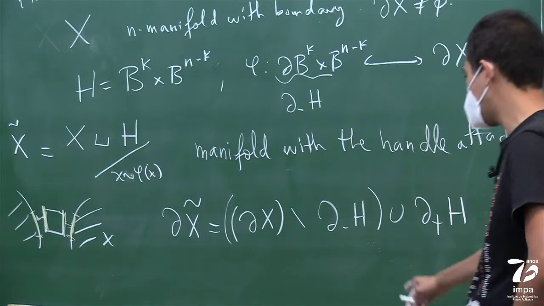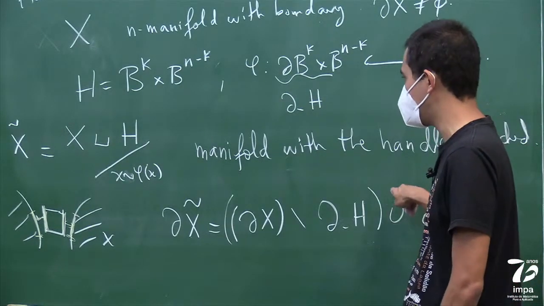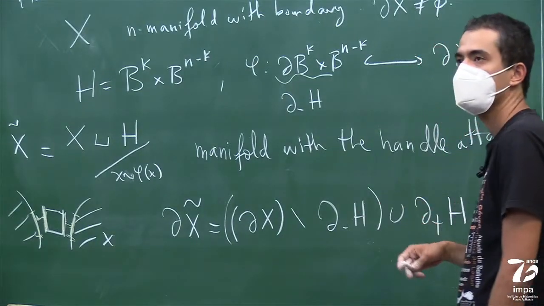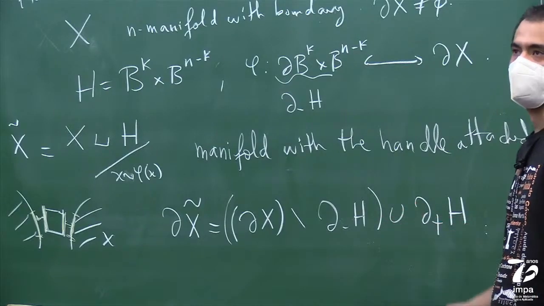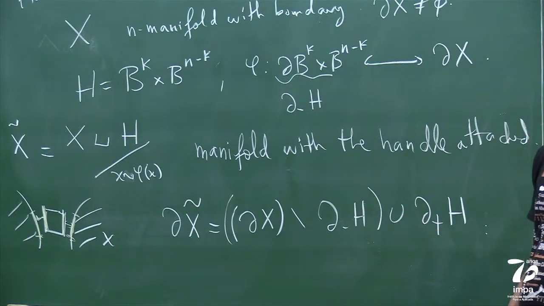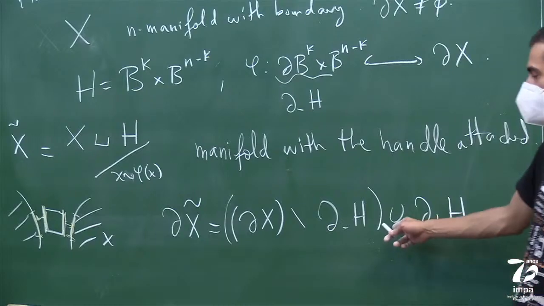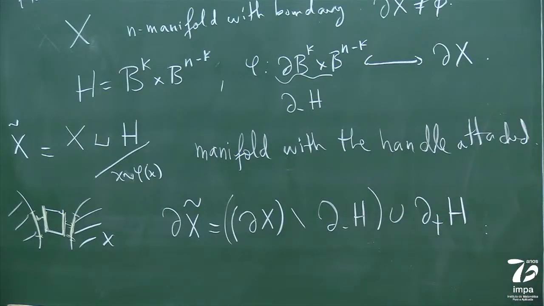Okay. So I'm not writing a disjoint union here because there is some identification. But I don't want to write disjoint union quotient by something because it's kind of obvious what I have to glue. I have to glue along the corners of H. Okay, so that's the procedure of attaching handles. Okay, any questions about this?